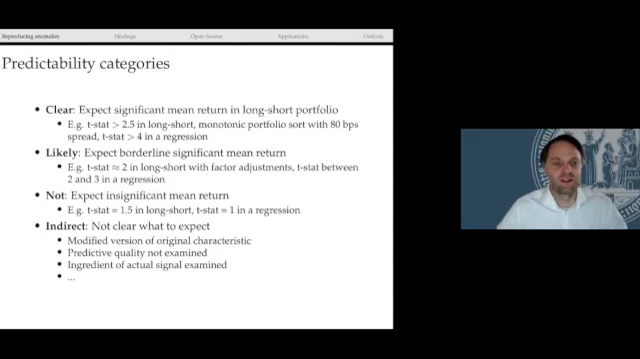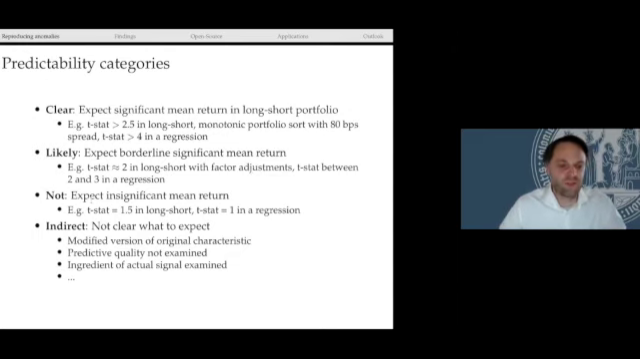Clear signals are signals where we, in the original publication, see a t-statistic of above 2.5. The portfolio sorts are monotonic with at least 80 basis point spreads, or in the multivariate regression, the coefficient on such a predictor has a t-stat of at least 4. That's just our subjective definition. We have likely predictors where we expect borderline significant mean returns in our application. These are predictors where the t-stat in the original paper is around 2 in a long short portfolio, or the t-stat is between 2 and 3 in a regression.